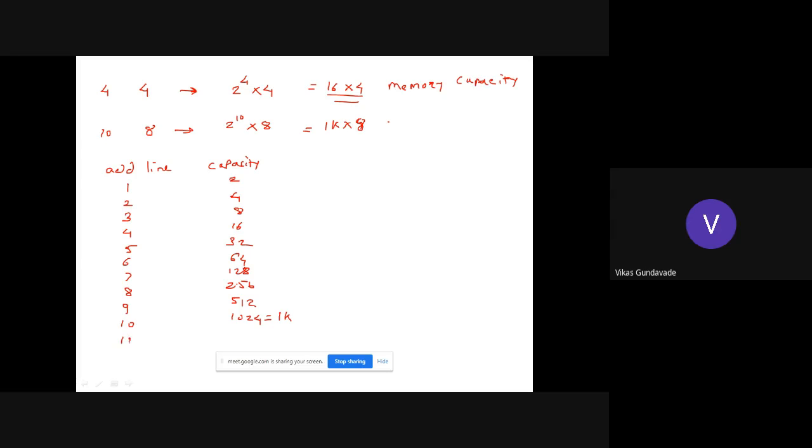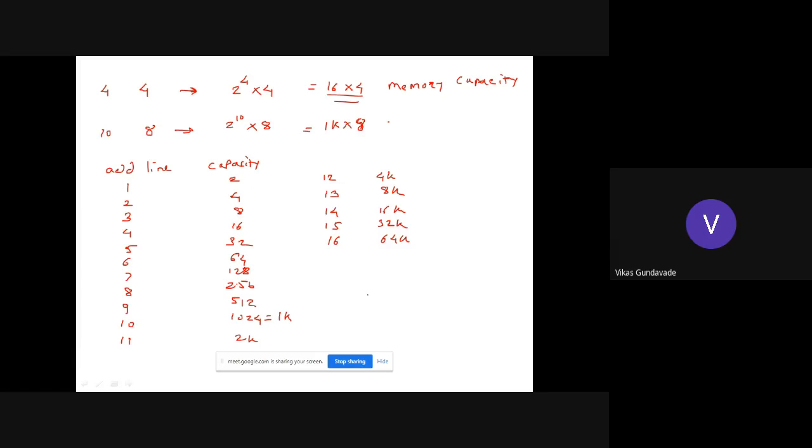If we have 11 lines, then it is 2K. If we have 12 lines, then the capacity is 4K. 13 lines, then 8K. 14 lines, then 16K. 15 lines, then 32K. And 16 lines, then 64K. So according to the number of address lines, the capacity of memory goes on varying.